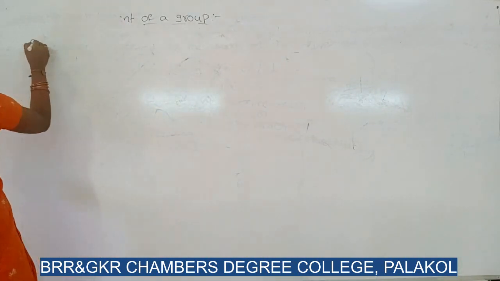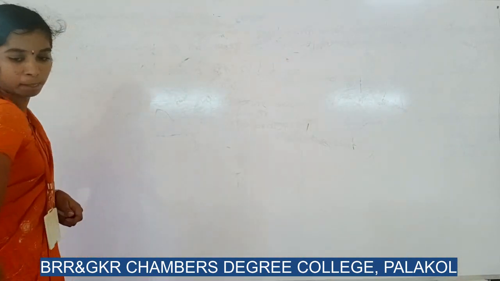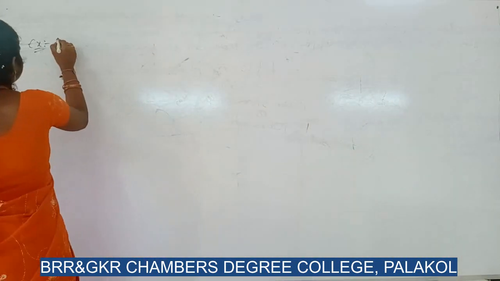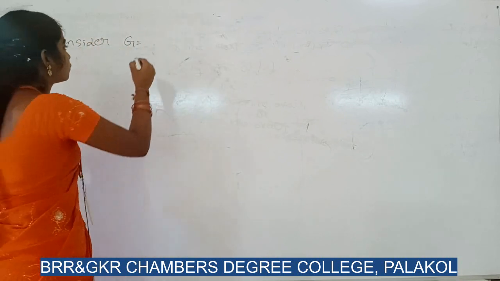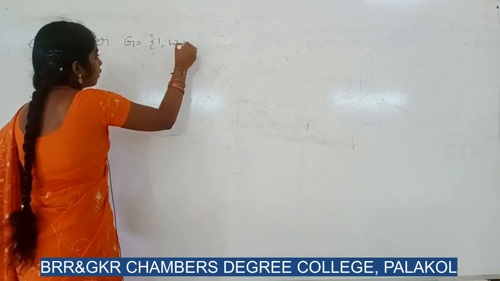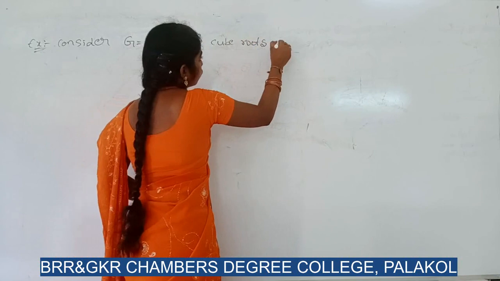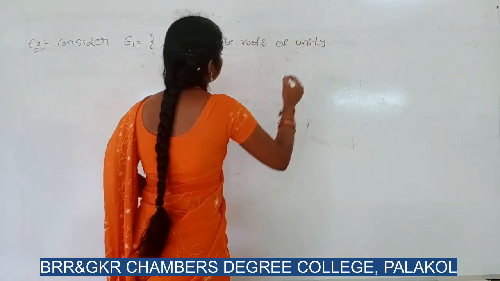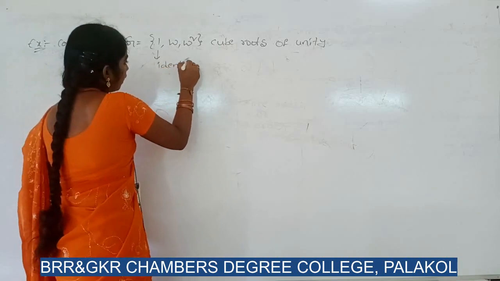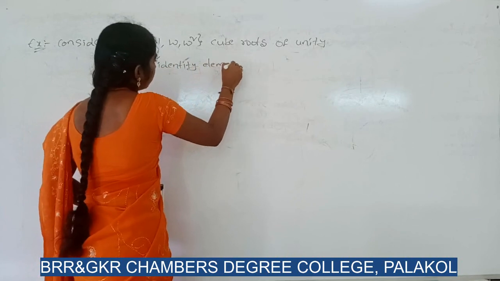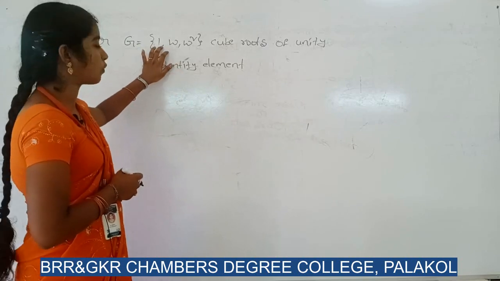So, example on the order of an element of a group. Let us consider capital Z equal to {1, omega, omega square}, the cube roots of unity. So 1 is the identity element. So the order of the identity element 1 will always be equal to 1.